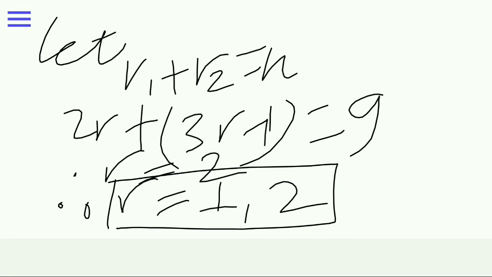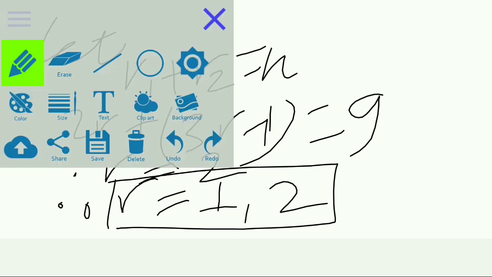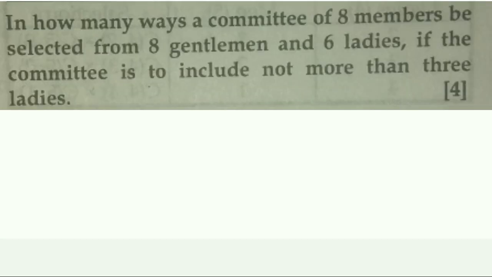Now we'll solve some more problems related to combinations. So here in the screen you can see one more long question: in how many ways can a committee of 8 members be selected from 8 gentlemen and 6 ladies if the committee is to include not more than 3 ladies?